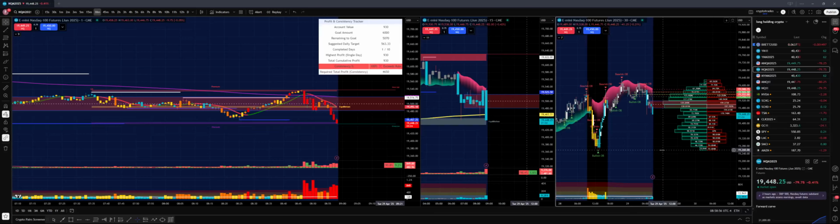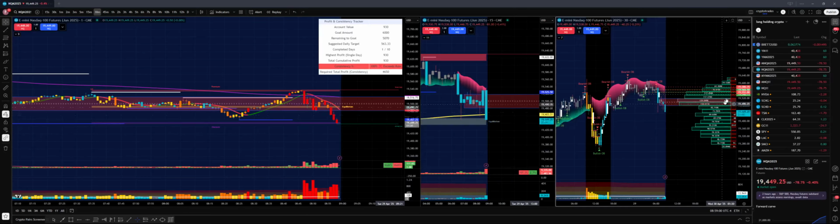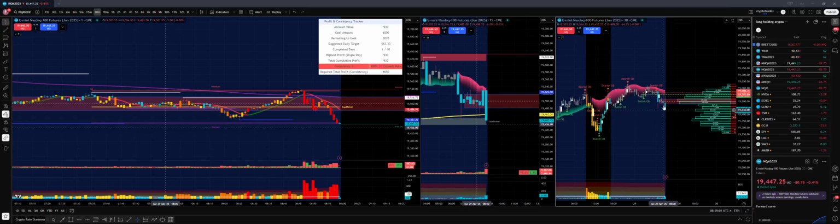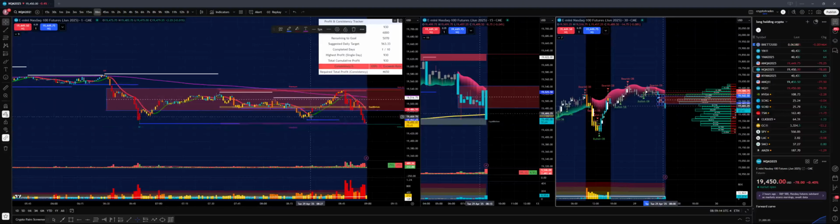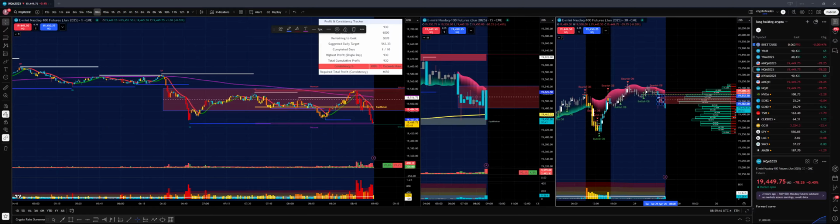And I expect this to probably run back down to these previous lows here. Probably today, we've got some news coming out. I think that news is going to push it down to these lows in this range here. So that's it. All right, guys, hang tight. We're going to get this money.